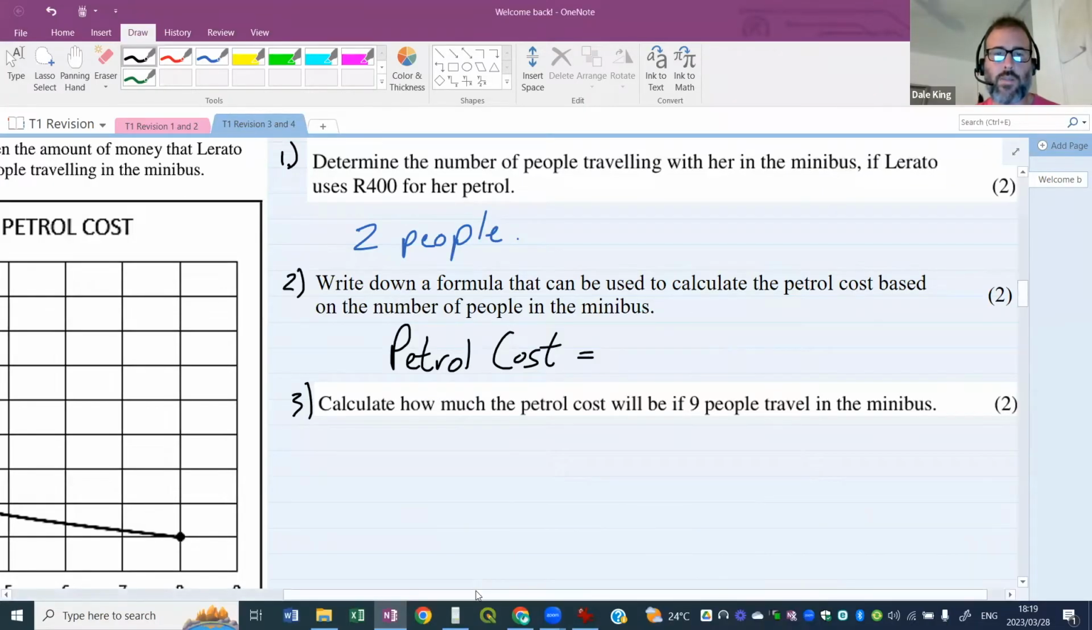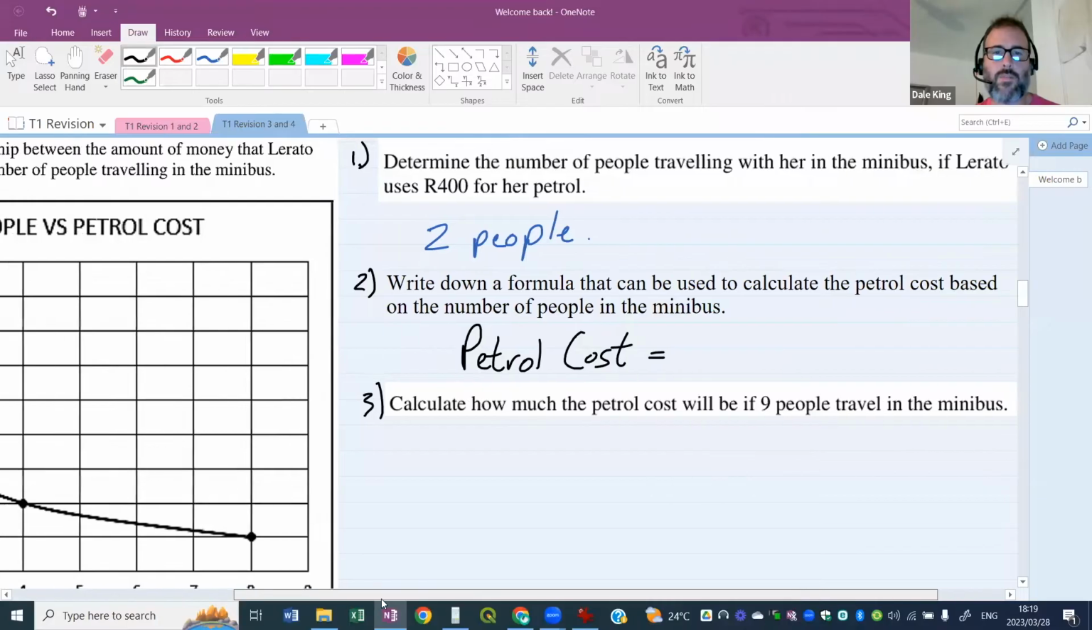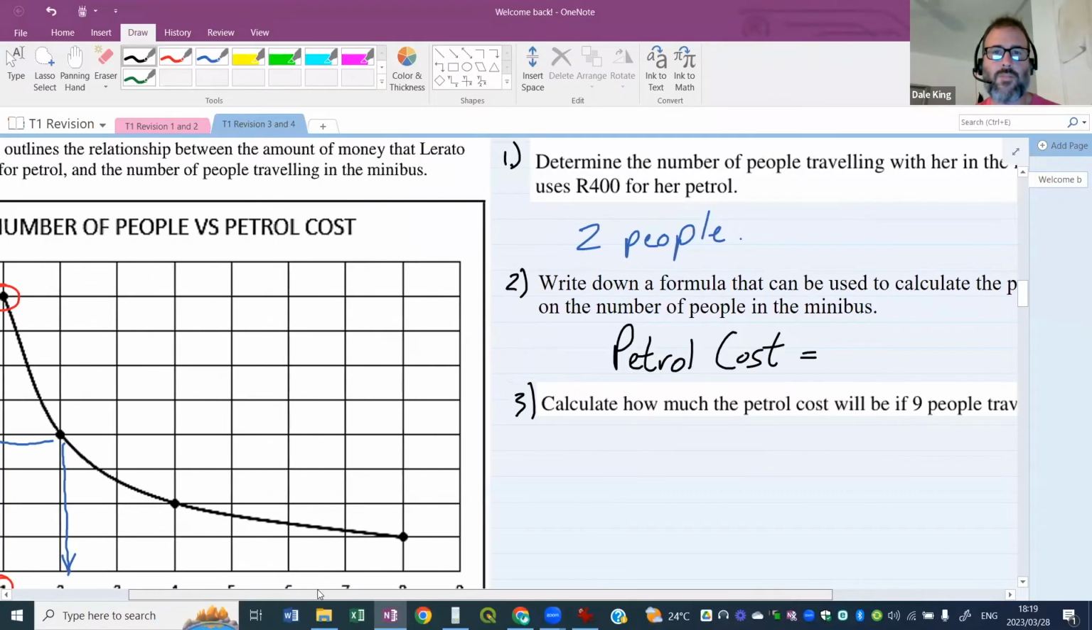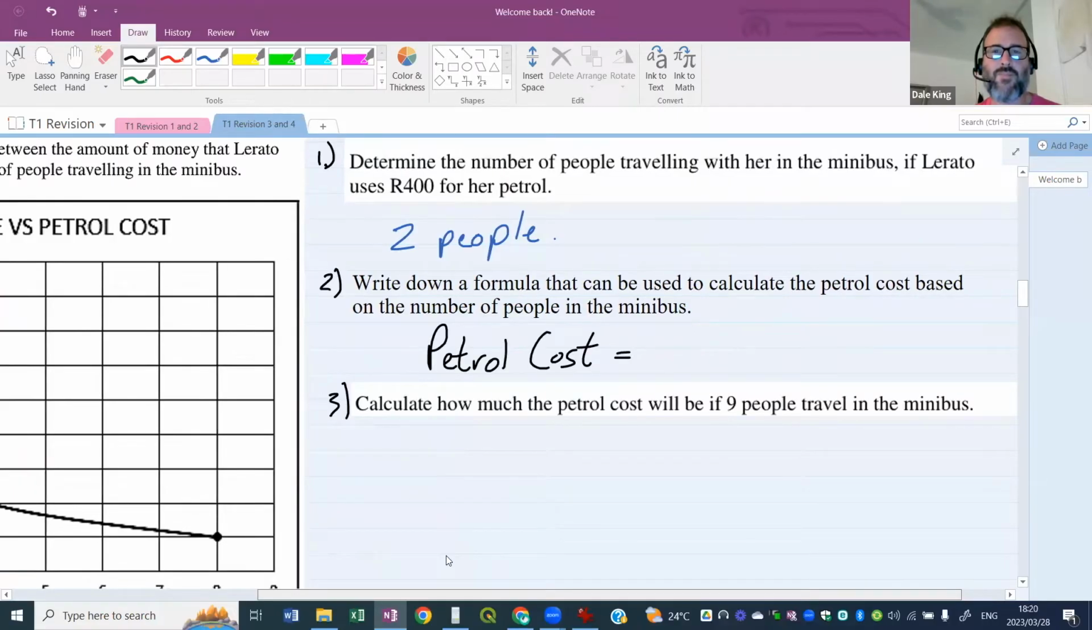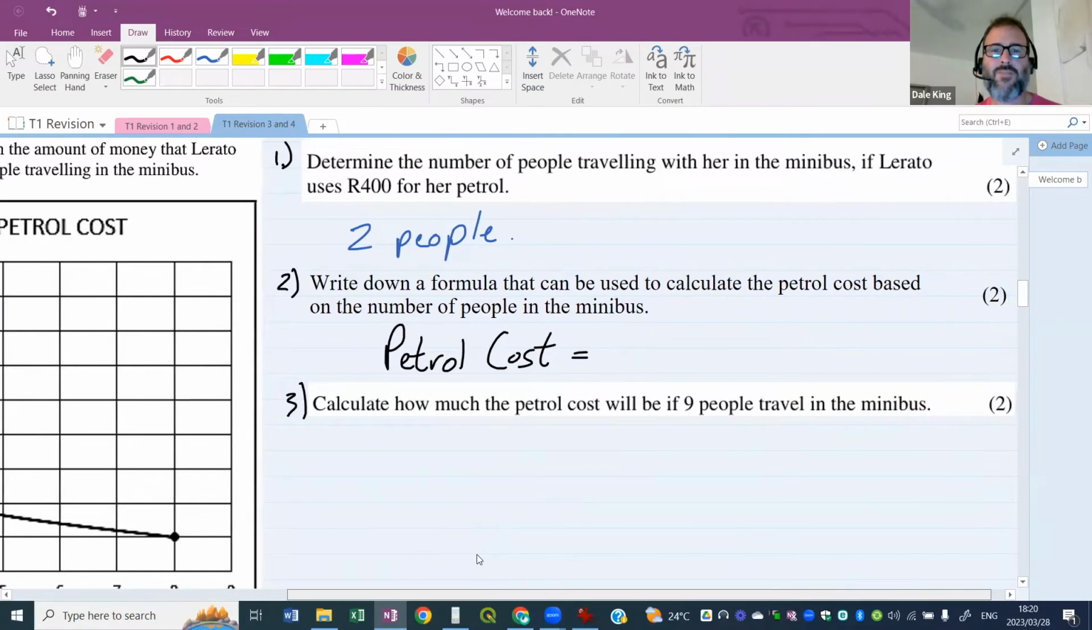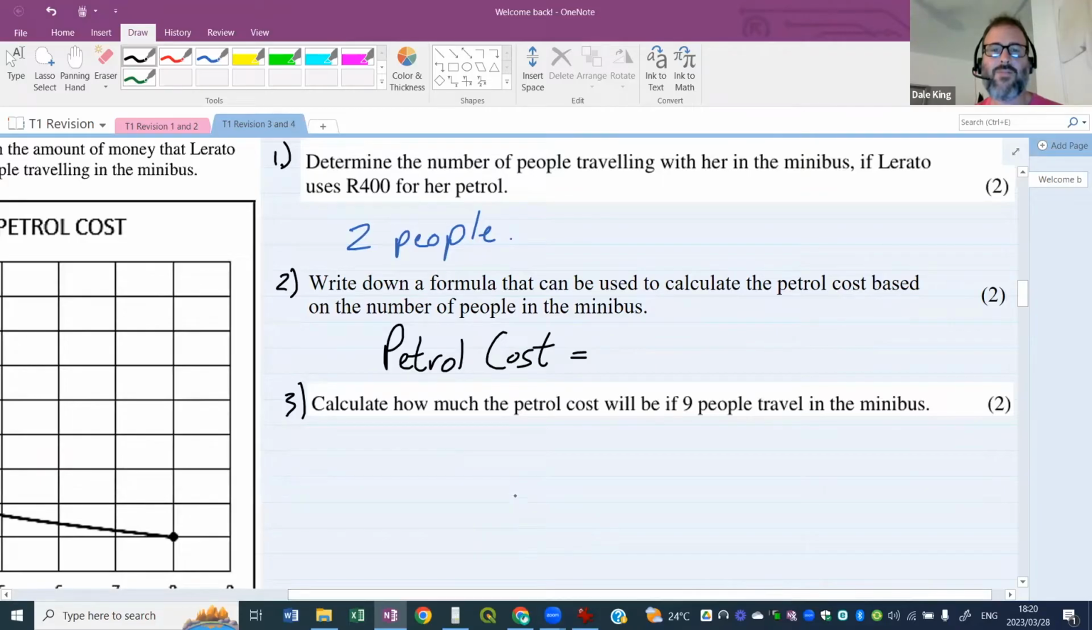This is challenging, isn't it? Teacher Dale, I wonder if maybe 800 as a full tank has something to do with it. Mm-hmm. I mean, if she's going to be paying 800 Rand by herself, I wonder if 800 and the number of people will have something to do with it.